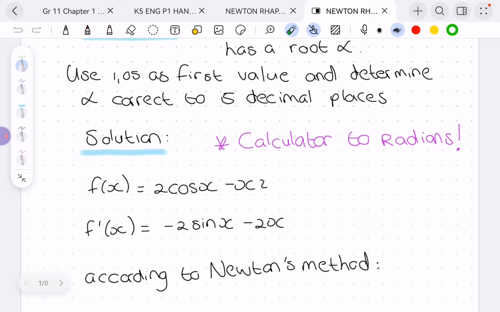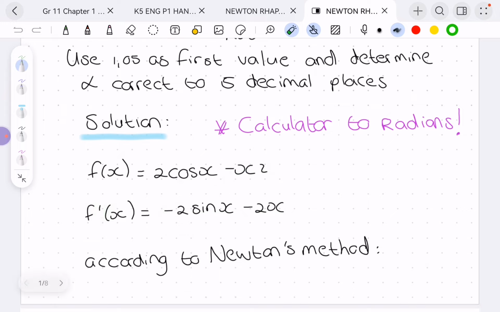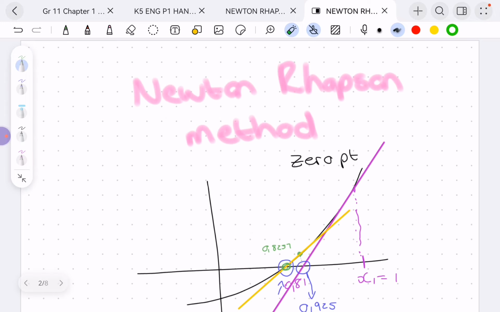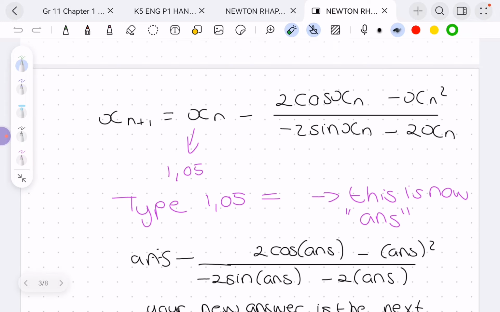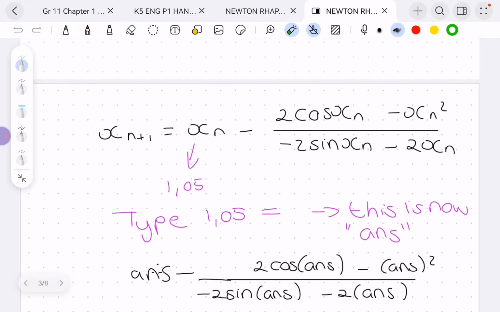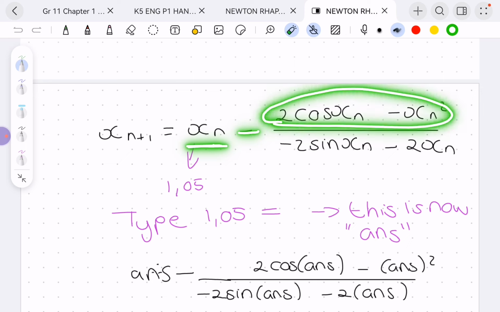So our solution, we need to have our function. Here it is, 2 cos x minus x squared. We also need our first derivative, which cos goes to negative terms, it goes to negative 2 sin x. X to the power of 2 goes to 2x, so I have my derivative. And according to Newton's method, sorry, let me just move up. According to Newton's method, I can take this 1,05 minus my normal function divided by the first derivative.